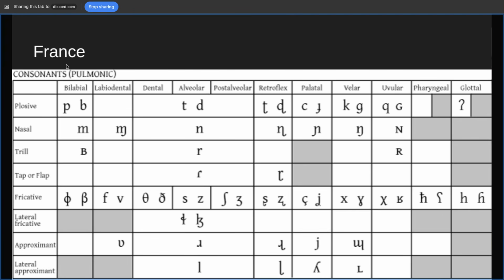Anybody want to try in chat real quick? Actually, this is a terrible idea because you don't have the keys for half of these letters, but would anyone want to maybe approximate the transcription of the word France in the IPA? I'll leave it on this chart here. Good. That's a good start.